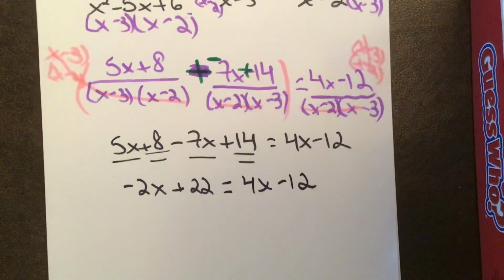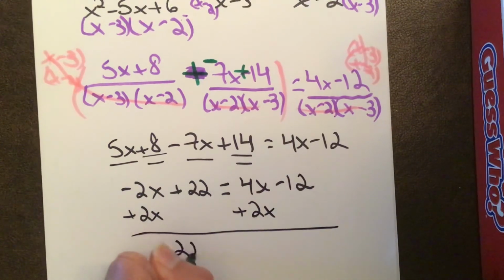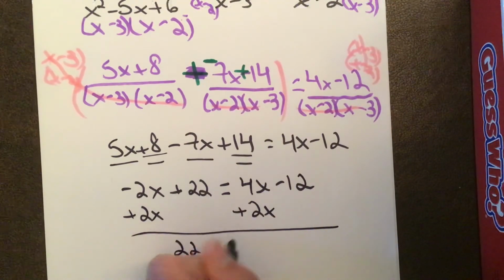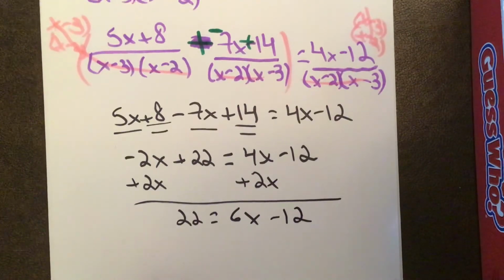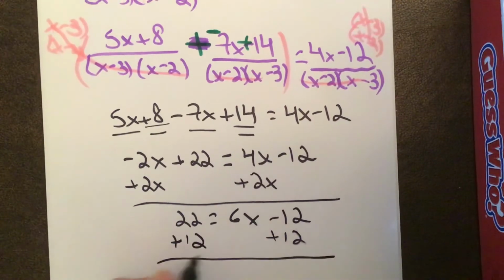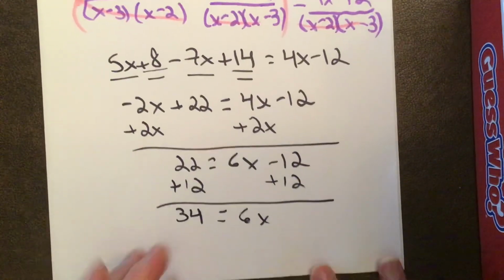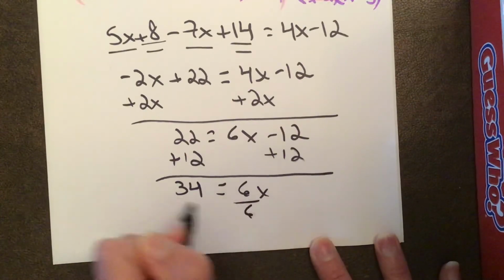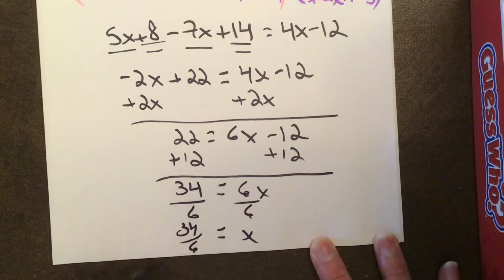Right, again, we got to get all the x's together, all the numbers together. So what I'm going to do is I'm going to add 2x. 22. And then 4x plus 2x is 6x minus 12. Okay, and then I'm going to add 12 to both sides. So then that gives me 6x equals, this is 34. And then I'm going to divide both sides by 6. So that's 34 over 6.